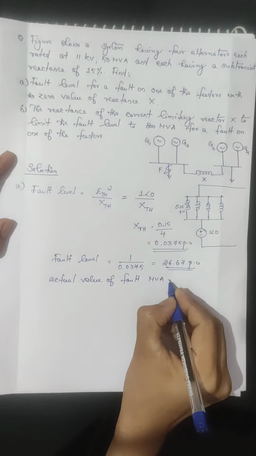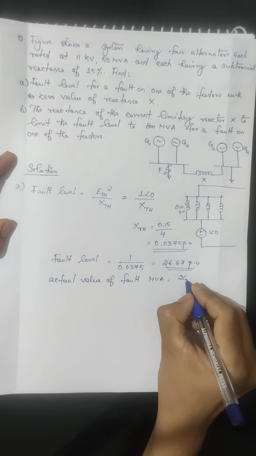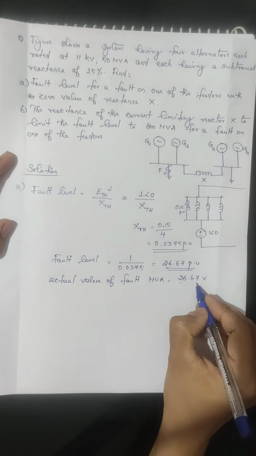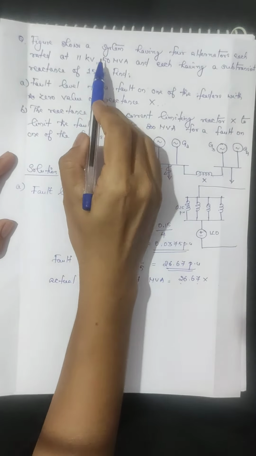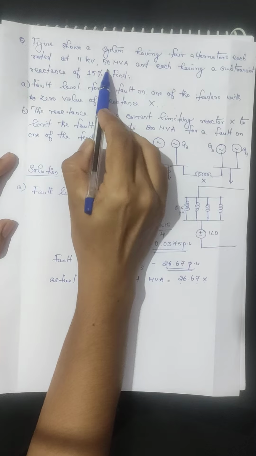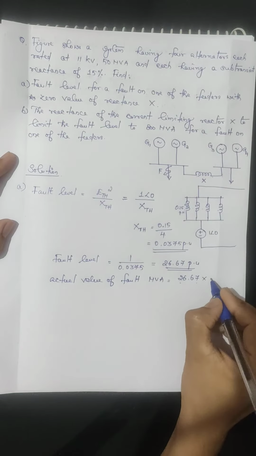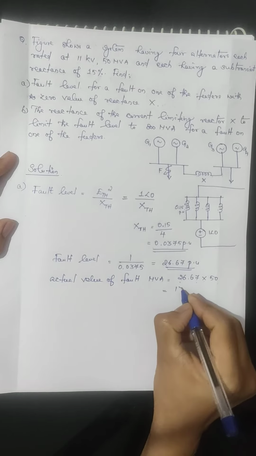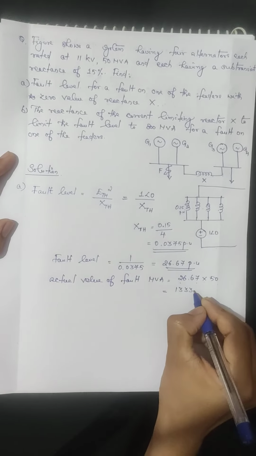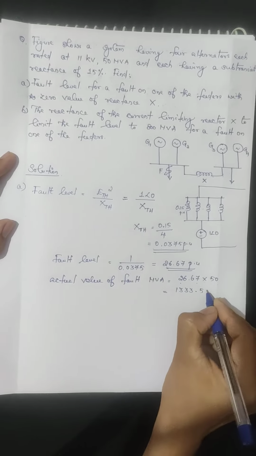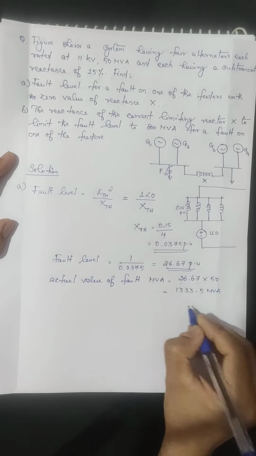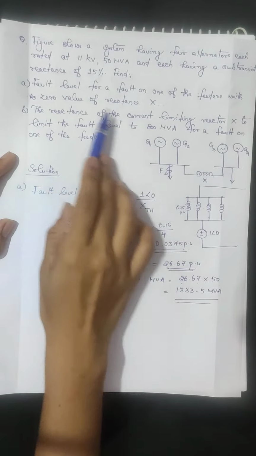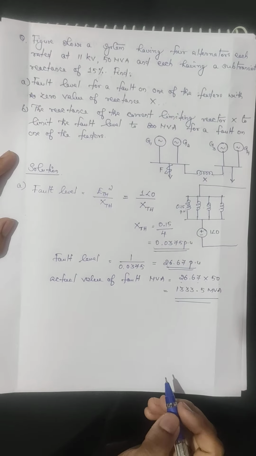The actual value of fault MVA will be equal to the per unit value into the base value. Per unit MVA into base MVA. So here we have only one MVA value, that is 50 MVA. So base MVA will be 50 and the answer will be 1333.5 MVA. So this is the fault MVA corresponding to the first case.